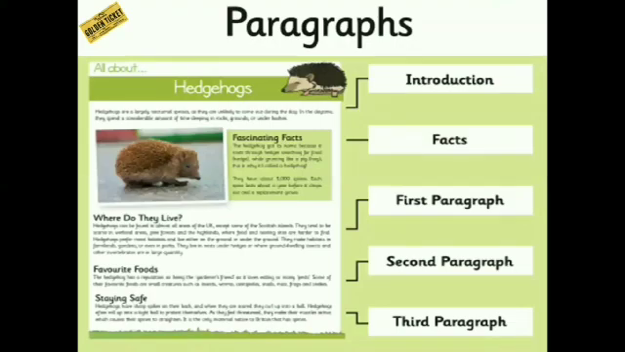Here's an example. So, what is this? That's the title, the heading. Then you have smaller titles. Look here. They're darker than the rest of the text. They're also bigger. So these are subheadings. Where do they live? Or favorite foods, or staying safe, for example. These are subheadings. Now, paragraphs, groups of sentences that talk about the same idea, the same topic. The first paragraph, group of sentences that talk about the same idea. Second paragraph, this is the second paragraph. And then the third paragraph.